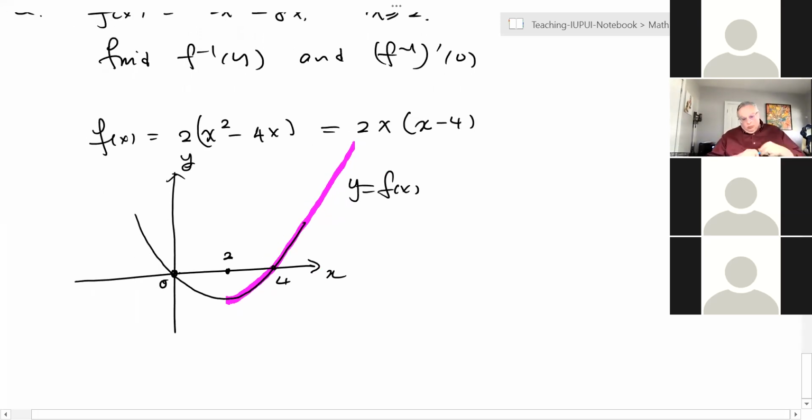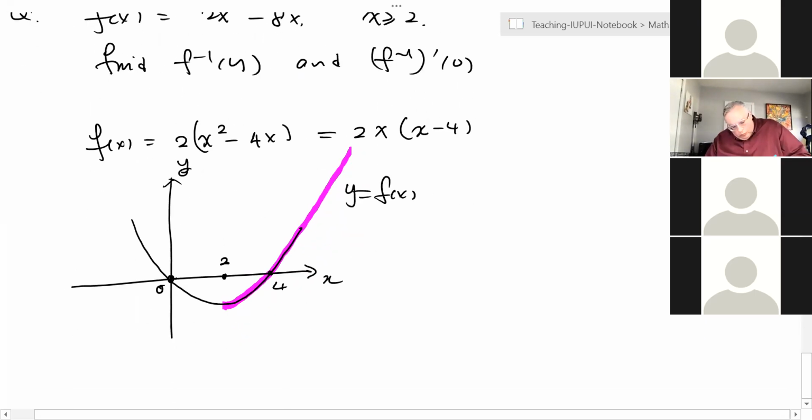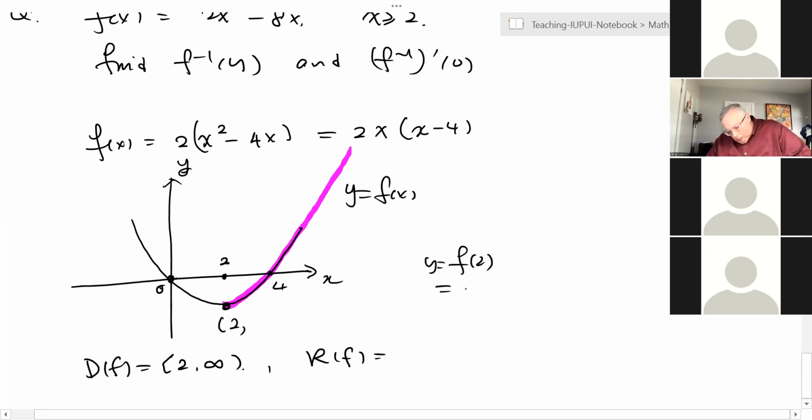So what is the domain of this function? Because you're assuming x greater than or equal to 2, the domain of this function is from 2 to infinity. And I think it's clear the range of the function. So what is the vertex point? When x equals 2, what is the y value? I'm going to do the calculation: 2 times 2 times (2 minus 4). So it's going to be negative 8. Okay, so this is the lowest point on the graph. Okay, negative 8.